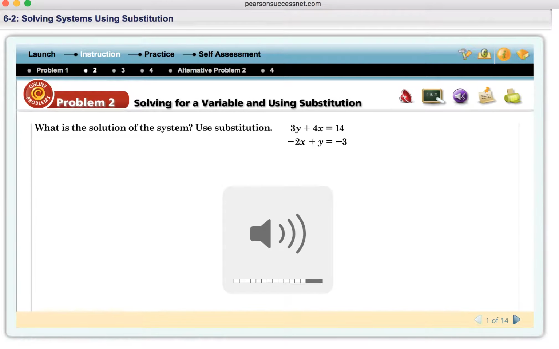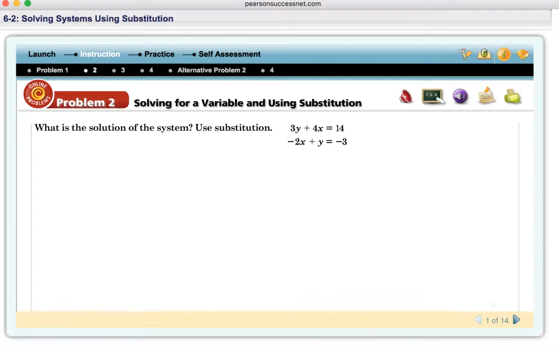In this problem, you will solve for a variable and use substitution. What is the solution of the system? Use substitution. The first equation in the system is 3 times y plus 4 times x equals 14. The second equation is negative 2 times x plus y equals negative 3.